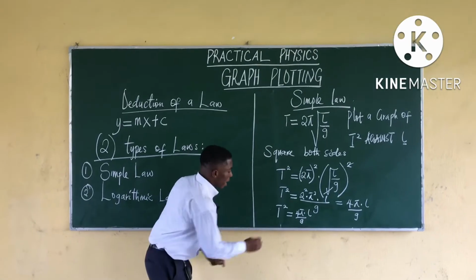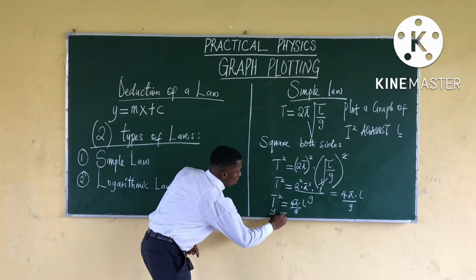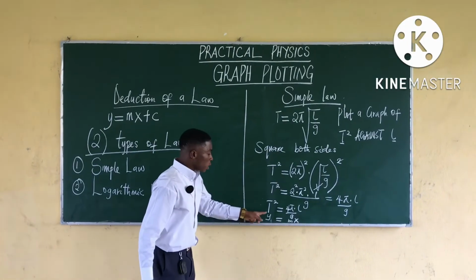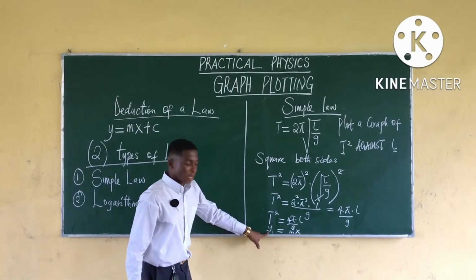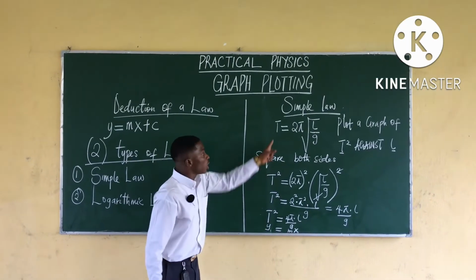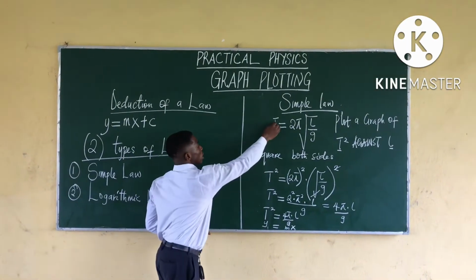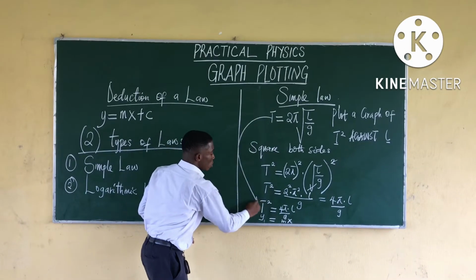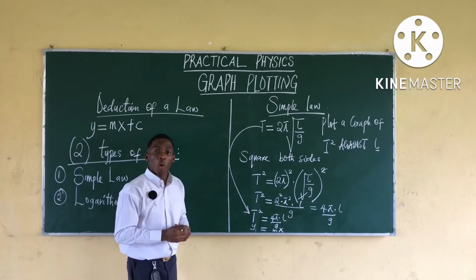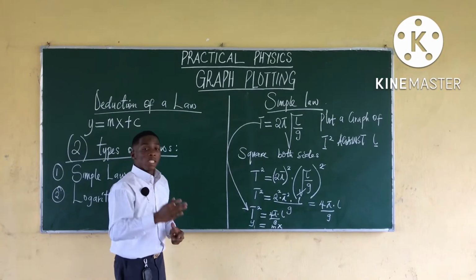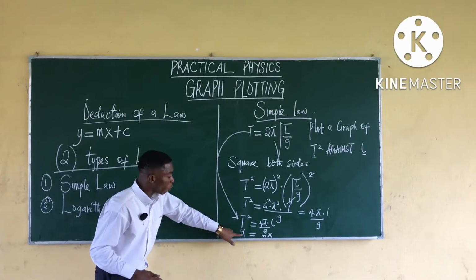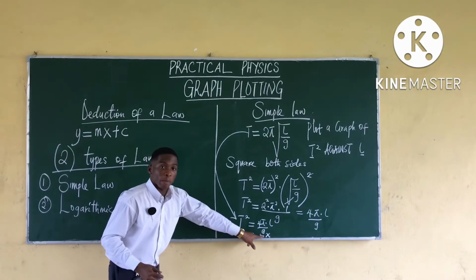This is looking like y is equal to mx, where T squared is plotted on the y-axis and L is plotted on the x-axis. This law has been deduced. This is what we mean by deduction of a law. Deduction of a law is the reduction of a simple law to the form of y is equal to mx.